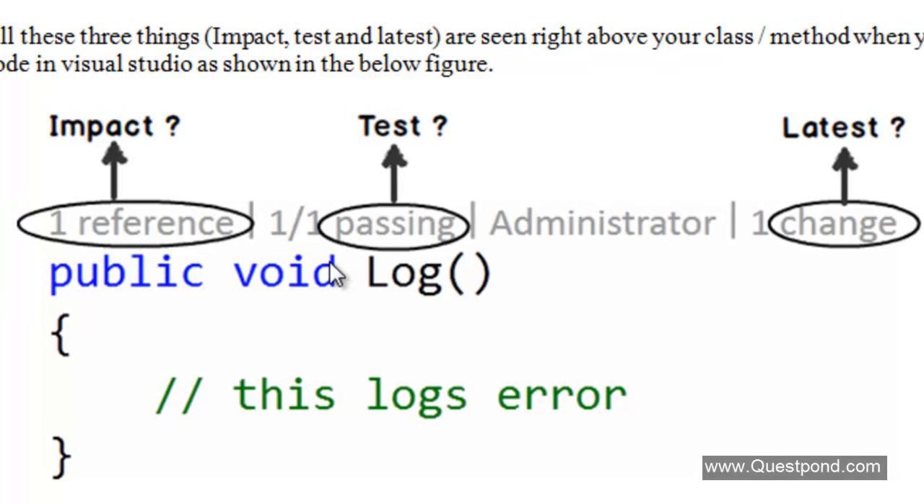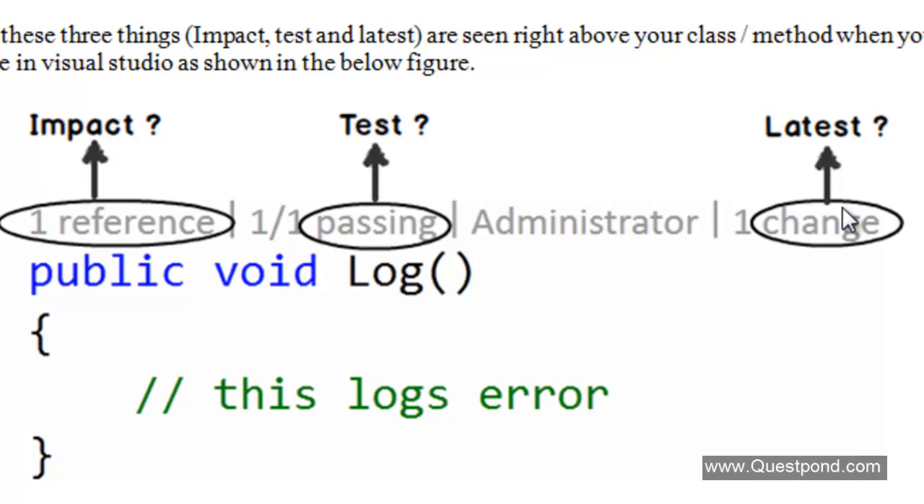The second piece of information CodeLens provides is whether this method has been unit tested or not. For example, just at the top of this log method, you can see 1/1 passing. In other words, it's saying that yes, one time the test case has been run on this log method and it has passed.